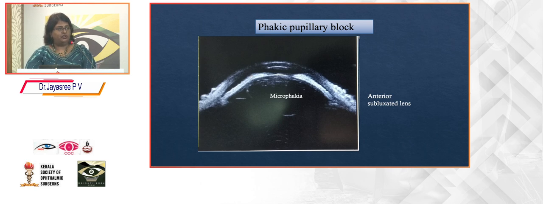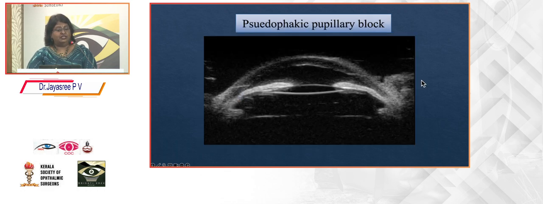What about the zonule? Do you see a wavy nature of the zonule? The zonule is weak and in some areas it is broken. So it has a broken zonule, and that is the reason it has anteriorly subluxated. So doing a PI, it will fall back. Okay, this is pseudophakic pupillary block.